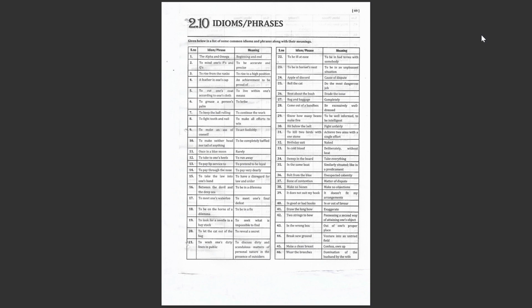ठीक है. Tooth and nail here only signifies कि बहुत ही मेहनत से लड़ना, सब कुछ एक कर देना जीतने के लिए, कि हमको जीतना है तो जीतना है. वही बात है.